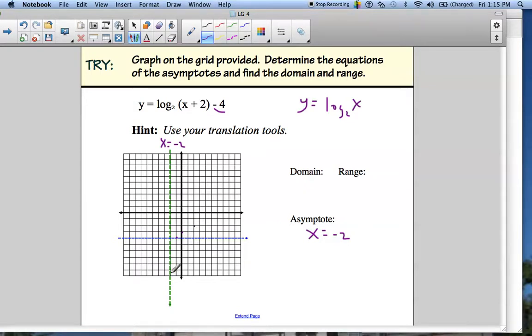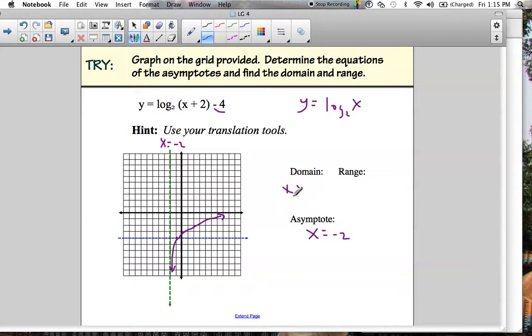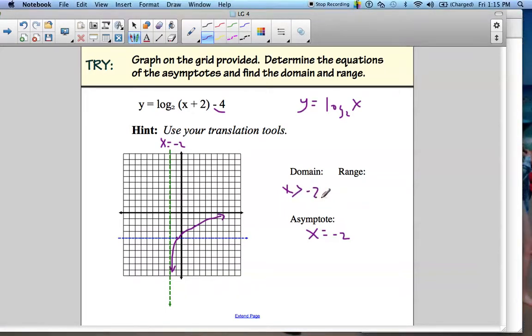And then we sketch and put our arrows on the end because we know these go on forever. So my domain is x values greater than -2, and this is our all real. Okay, so hopefully you did that right. All right, let's move on.